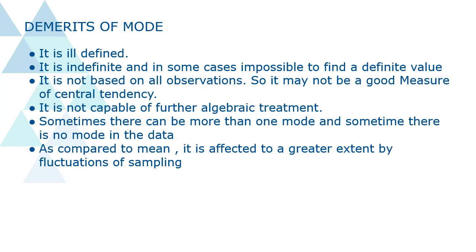The demerits of mode are as follows. It is ill-defined, it is indefinite, and in some cases it is impossible to find a definite value, and it is not based on all observations, so it may not be a good measure of central tendency. It is not capable of further algebraic treatment. Sometimes there can be more than one mode, and sometimes there may be no mode at all. As compared to mean, it is affected to a great extent by fluctuations of sampling.